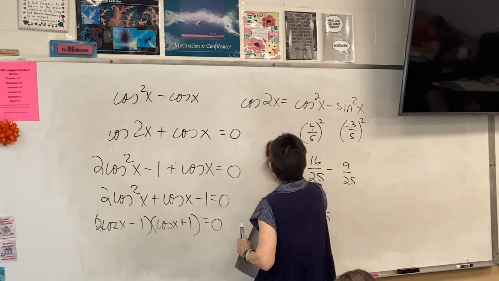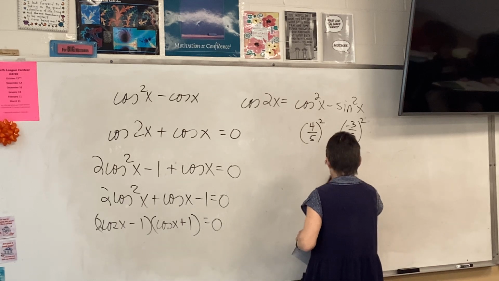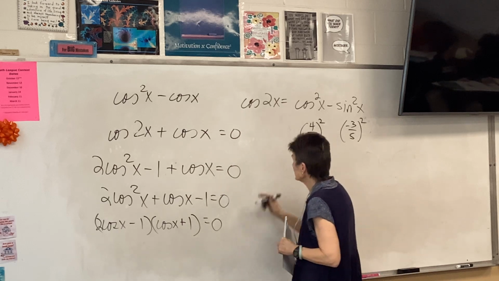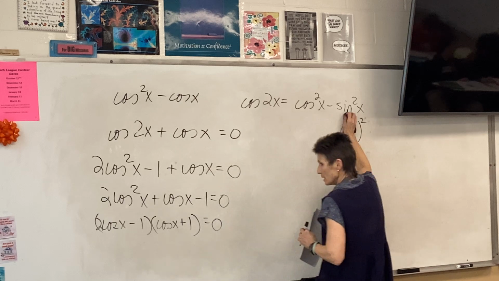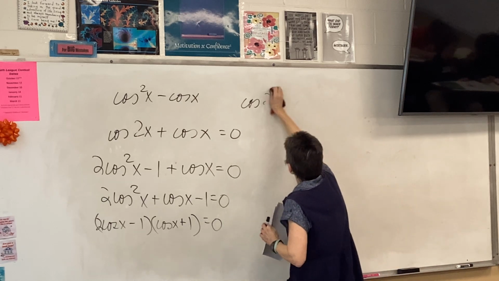So then cos equals 1/2. That's money in the bank. Cos equals negative 1. So cosine equals 1/2, or cosine equals negative 1. Yep. All right.